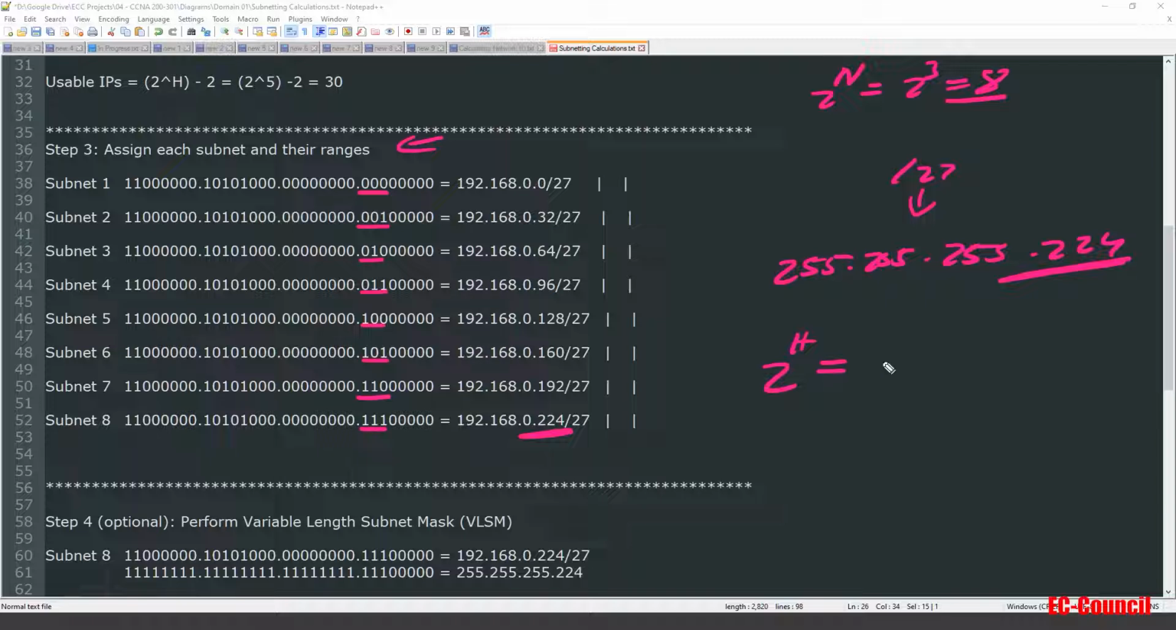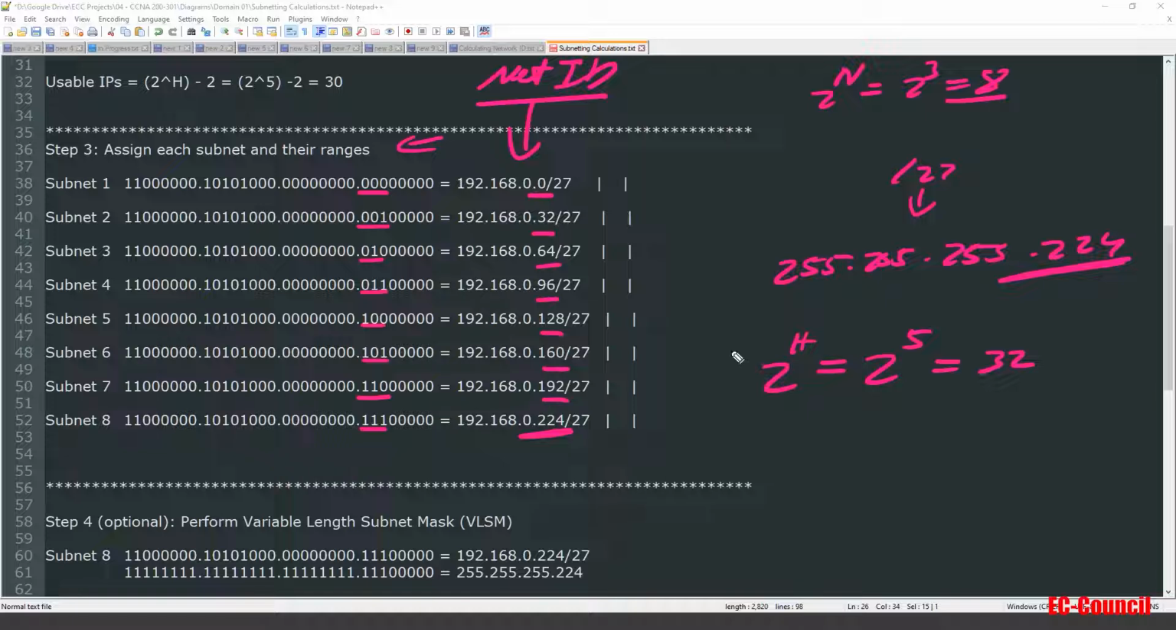And we have 5 host bits, so 2 to the power 5 is equal to 32. Notice that each of these values are incremented by 32. So again, that's another trick that you can use to actually determine your incremental value for each of your subnets. So the cool thing is all of these here are the 8 network IDs or the 8 subnets.